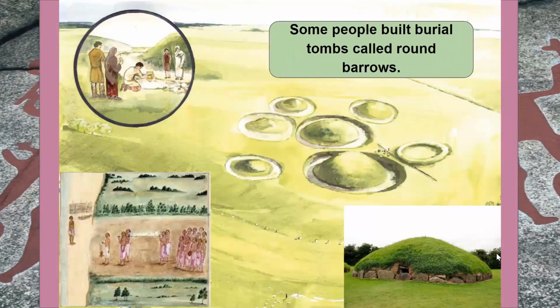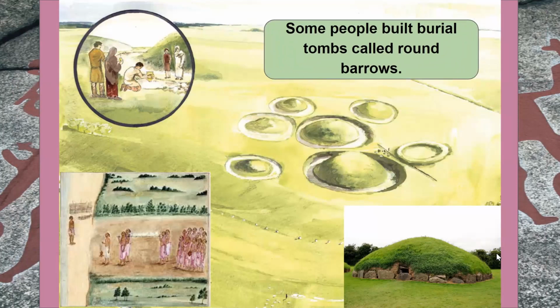Some people built burial tombs called round barrows. They were often found under small mounds. Bronze, flints, stone tools, amber, and bone jewelries have been found in the burials. As the Bronze Age progressed, cremation became more common, with ashes being deposited in a small pit or pottery urn in a barrow.